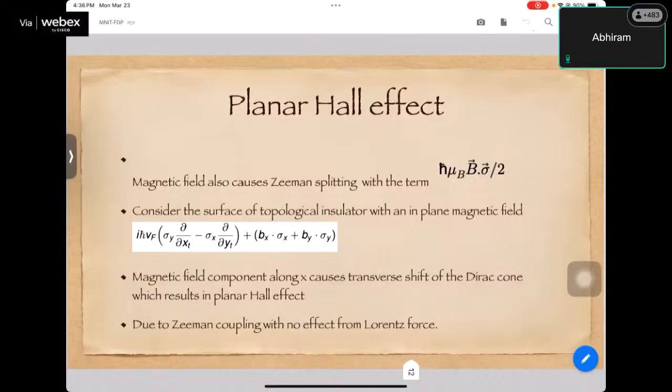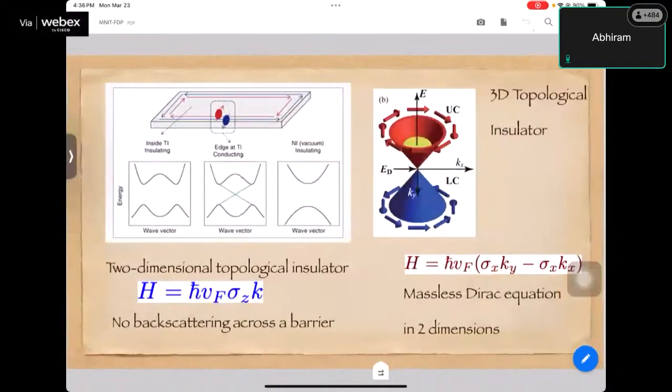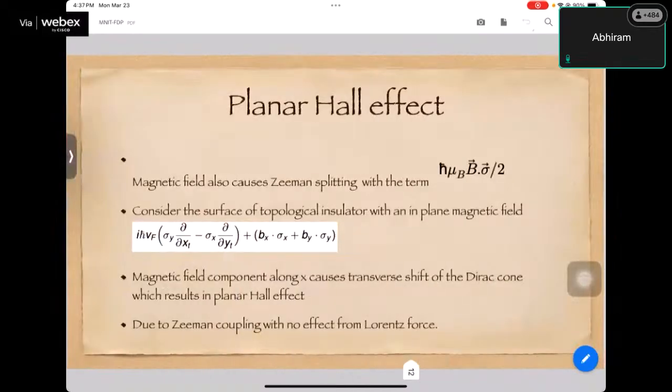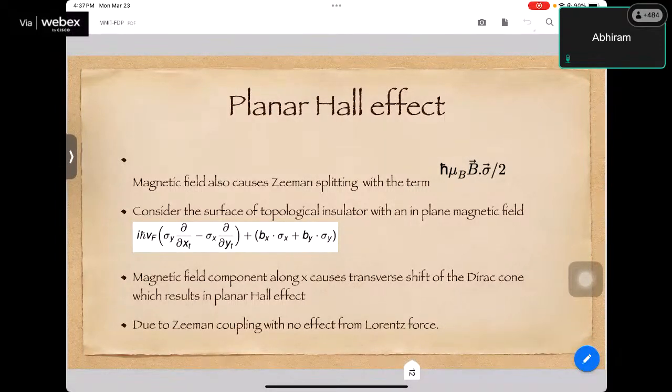So because of the Zeeman coupling in the Hamiltonian, as I said, there is this Dirac cone. Whatever picture I'm showing, the blue cone and the red cone that is here. And when you apply a Zeeman field in plane, what happens is that this Dirac cone shifts in a transverse direction, and due to the in-plane magnetic field, there's a transverse voltage that appears. This is called planar Hall effect.